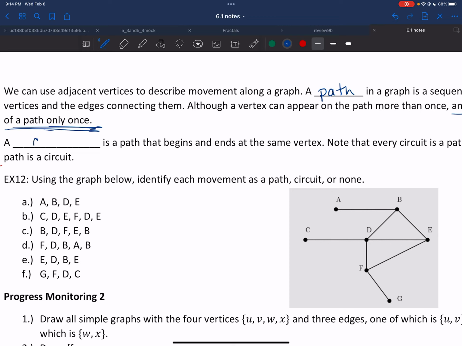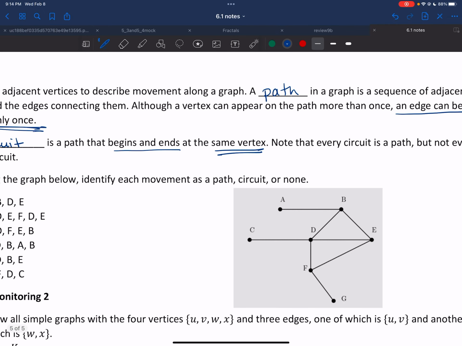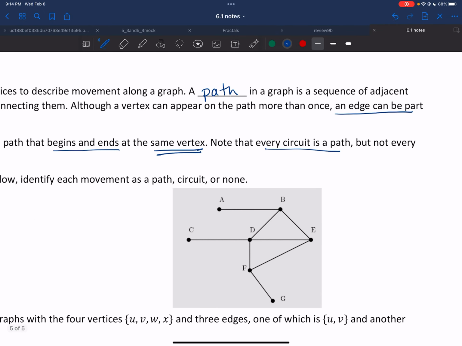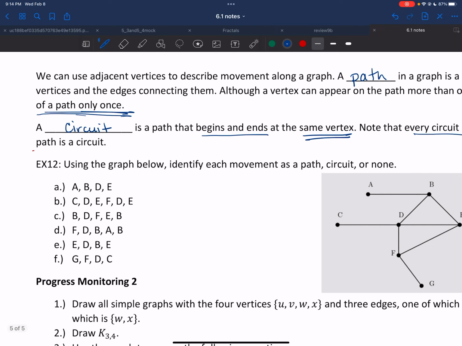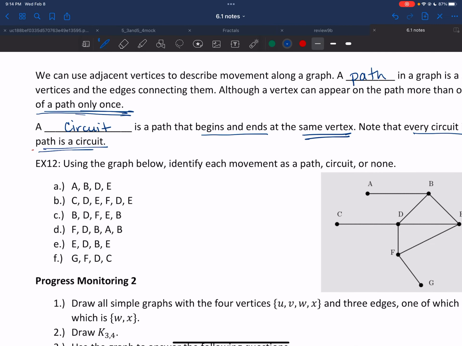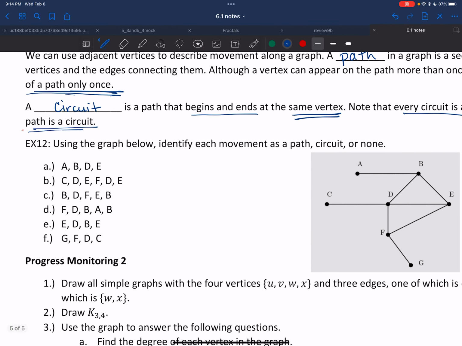A circuit is a path that begins and ends at the same vertex. Note that every circuit is a path, but not every path is a circuit. Okay, so we are going to be embarking on an example where we are looking to see if something is a path, a circuit, or none.